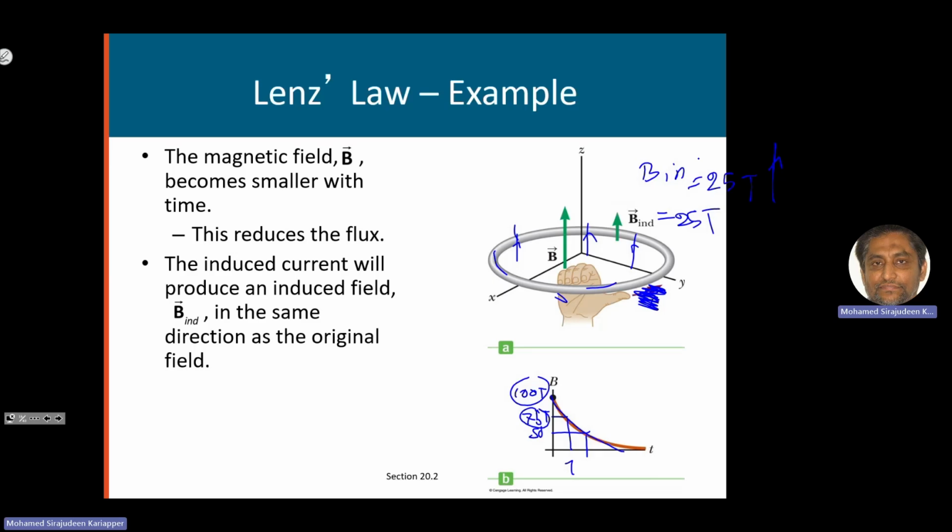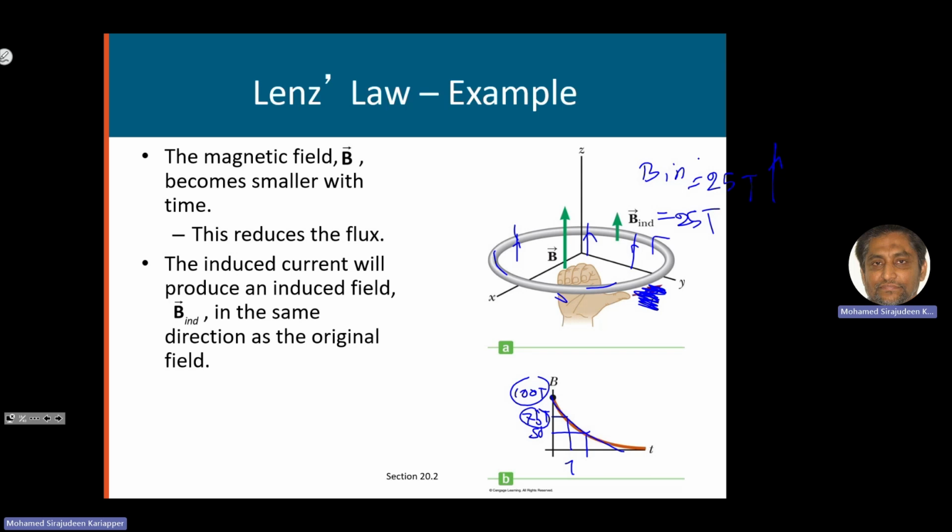What direction should the induced current flow to get that induced field? Counterclockwise. Right. Apply the right-hand rule, and you get that it needs to be moving counterclockwise.